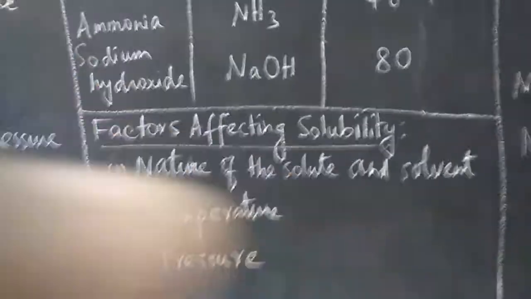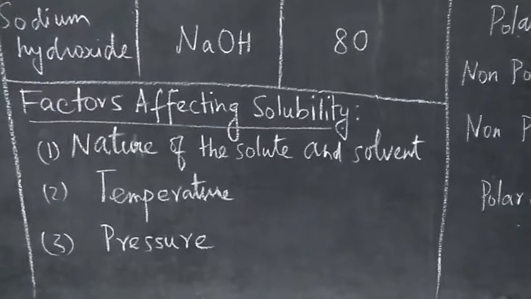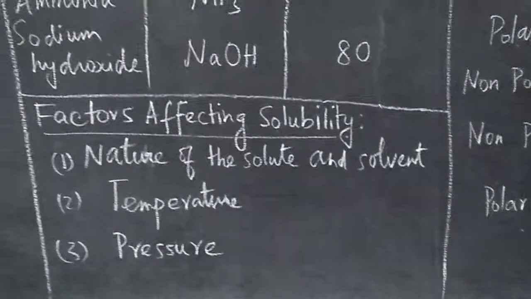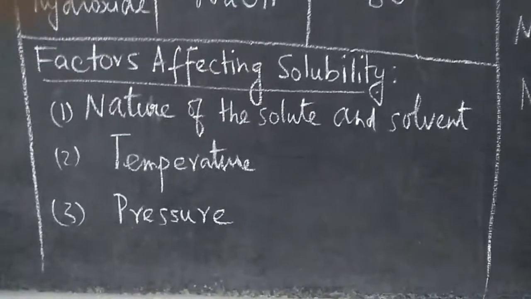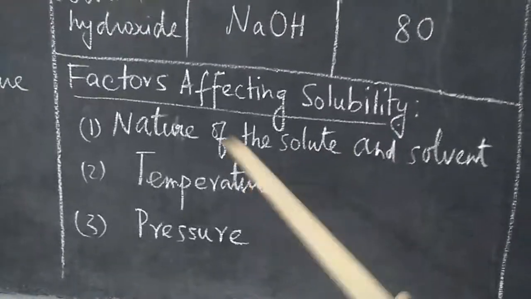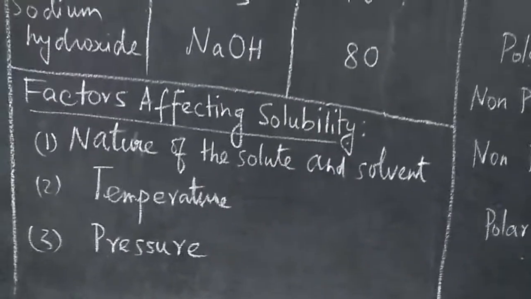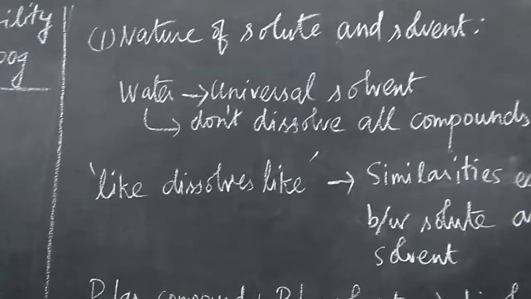So what are the factors that affect solubility? There are 3 main factors that affect solubility. They are the nature of the solute and solvent, temperature and pressure. First we are going to discuss the nature of the solute and solvent.